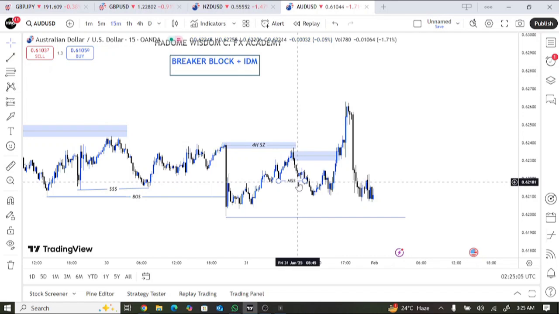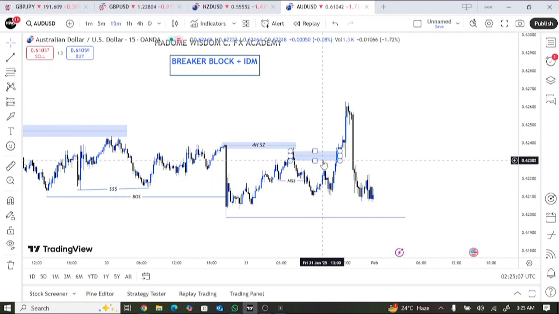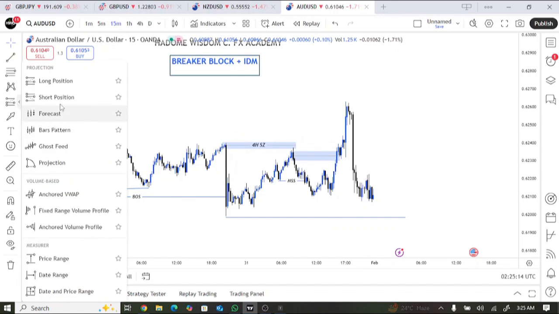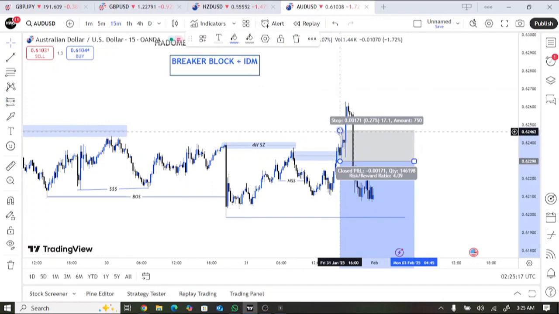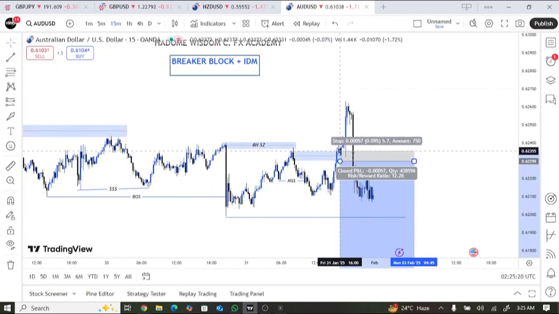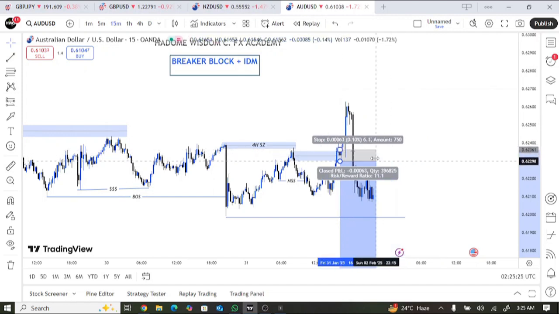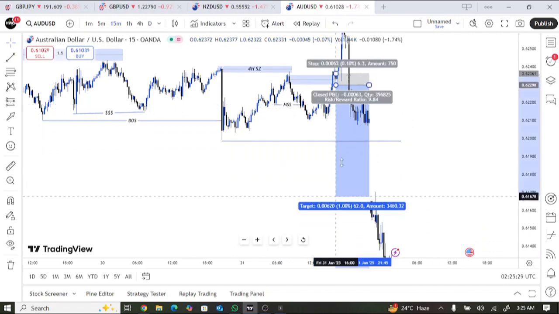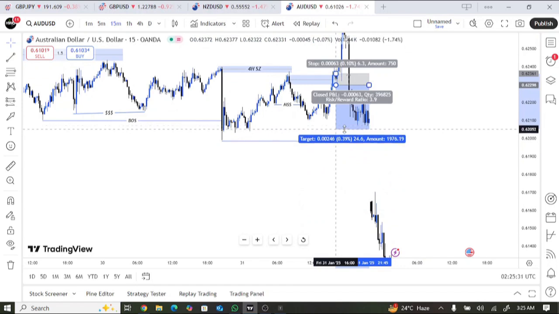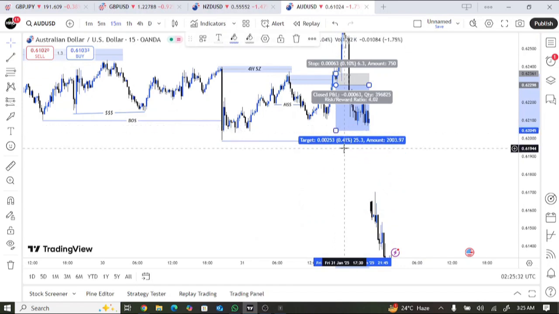Then I will be expecting the market that when it comes back to this zone, from here, I can take a sell. So I set my stop loss and take profit like this. I set it a little below, I set it like this. 1:4. Exactly, this is what I did.